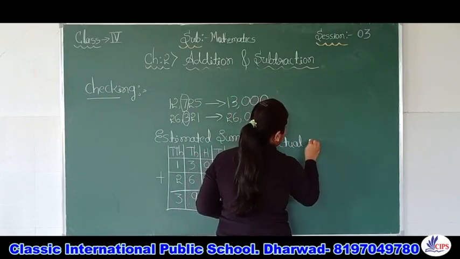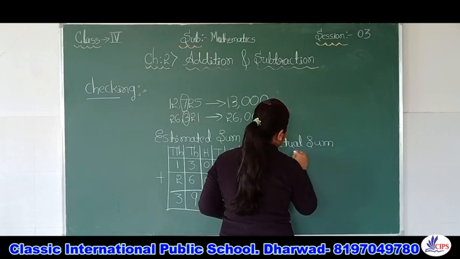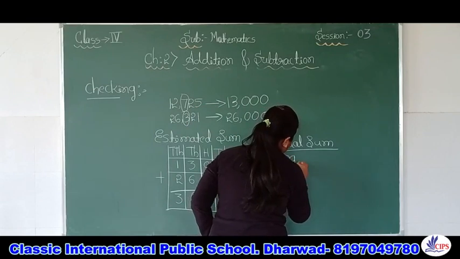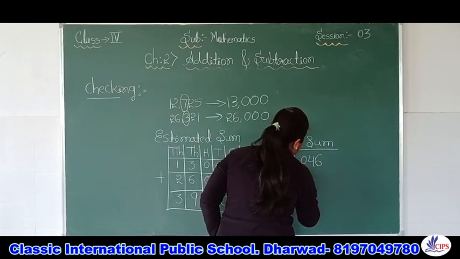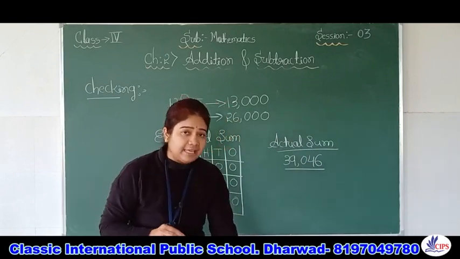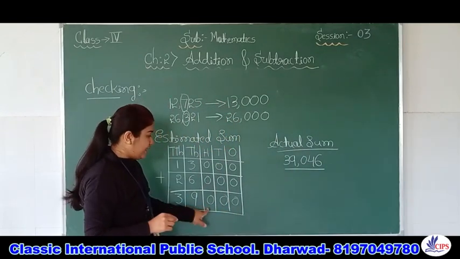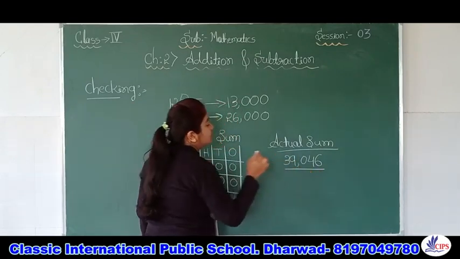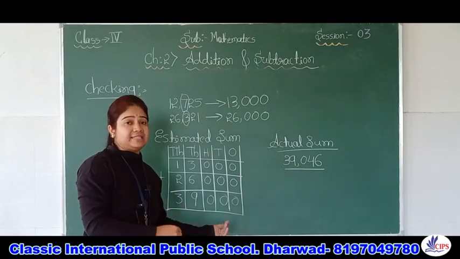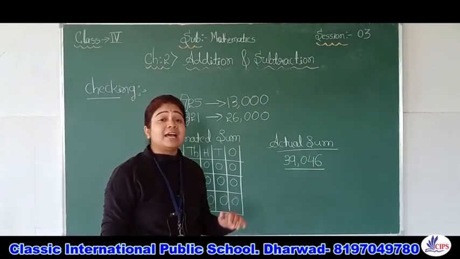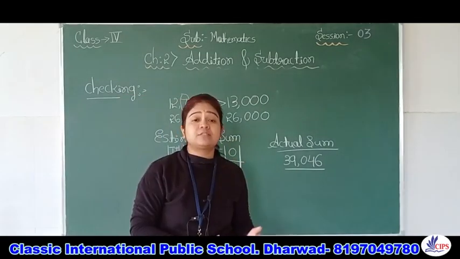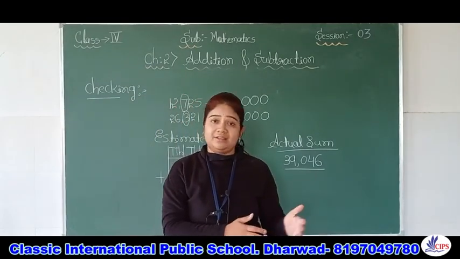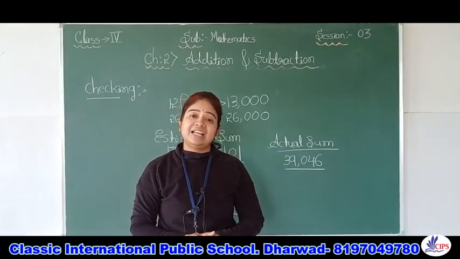And our actual sum, you know that, we already calculated. The actual sum answer is 39,046. Okay, so here the estimated sum 39,000 is near to the actual sum 39,046. So our answer is correct. So these are the steps we must follow while solving word problems through this model method. Okay, hope you understand and we'll continue this class.